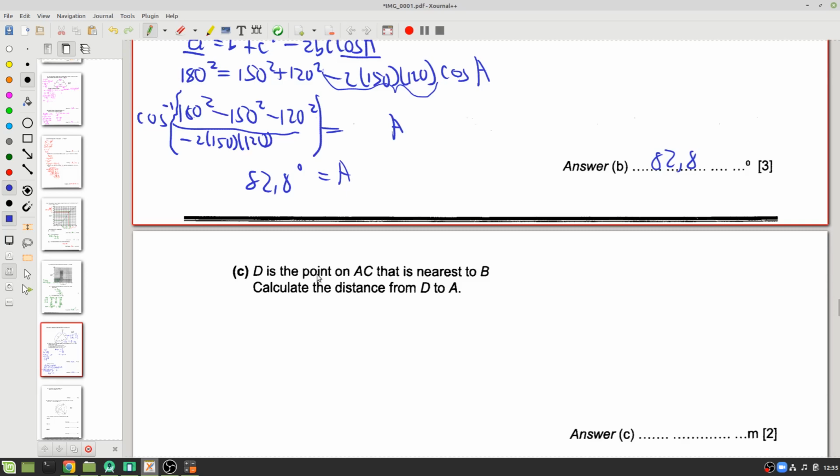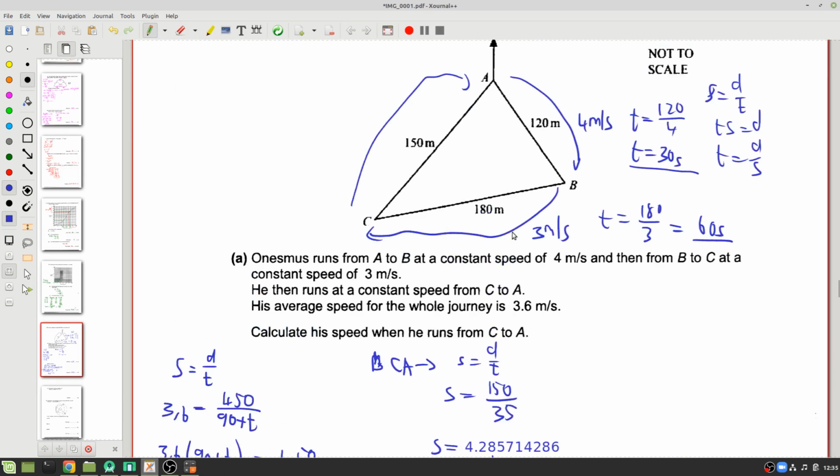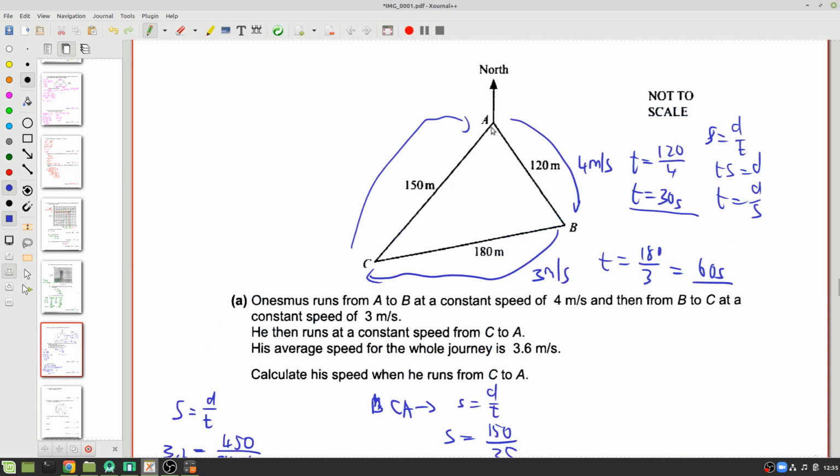Then question C, the point D is a point on AC that's nearest to B. Okay, so a point on this line that's the closest to this value. Whenever that's the case, we know that's when this one is perpendicular to that side. This will be the point D, right? Because it makes a 90 degree angle here, so that means this is the closest, the shortest line we can draw from B to AC will be a straight line that makes a 90 degree angle. Okay, so that's pretty good.